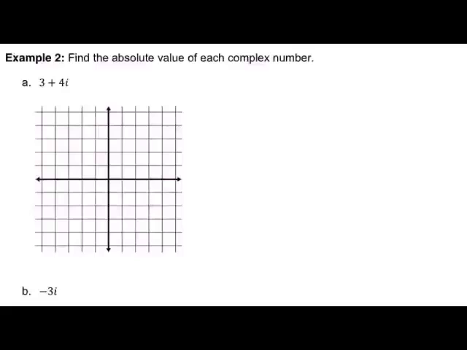Example 2 says to find the absolute value of each complex number. So part A says 3 plus 4i. Remember the x-axis is our real axis and y is imaginary. So if we are to graph this, we're going to go to the right 3. We're going to go up 4. And again, to find the absolute value, we're finding the distance from the origin. So we're finding the length of our hypotenuse in this right triangle.